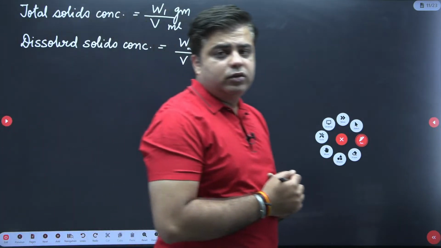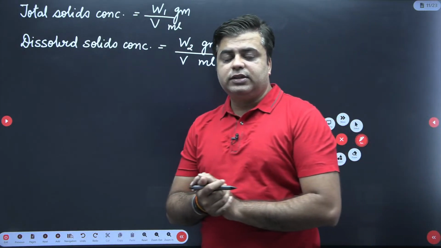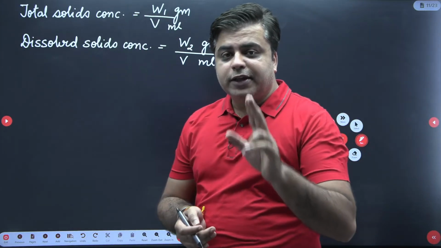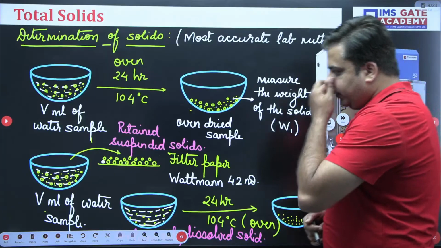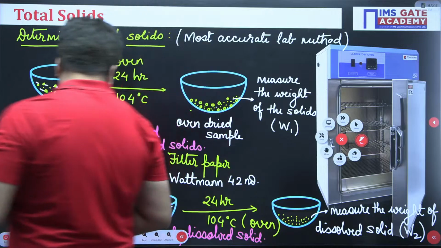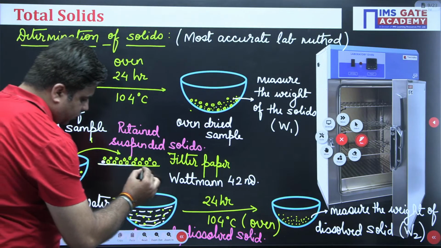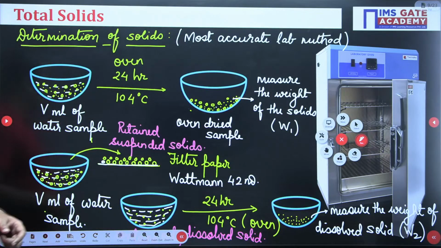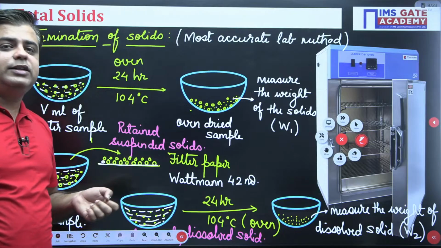So now you know the concentration of total solids, you know the concentration of dissolved solids. Now the only thing left is the concentration of suspended solids. For measuring that, here you can see this filter paper, over which all the suspended solids are retained, right?